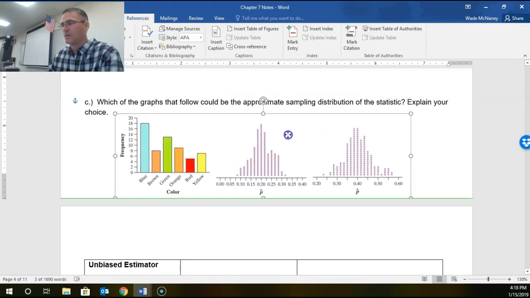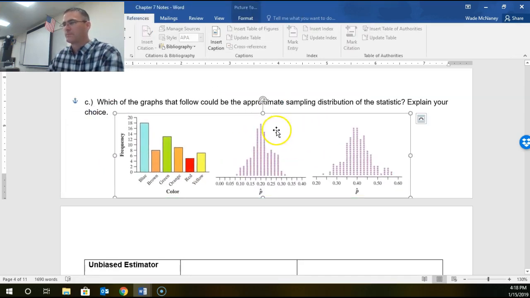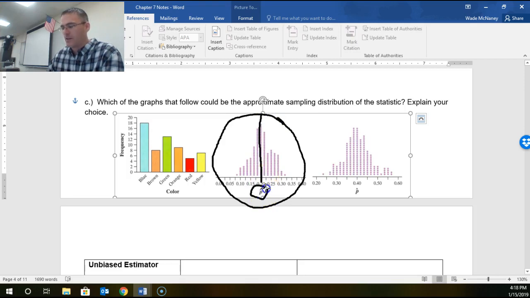It should be this one right here. Notice it is centered at 20%, and it has the p hat, because p hat is my sample proportion that was orange.